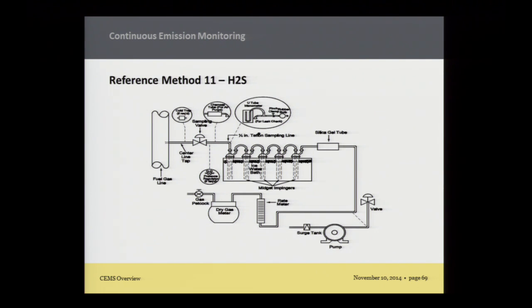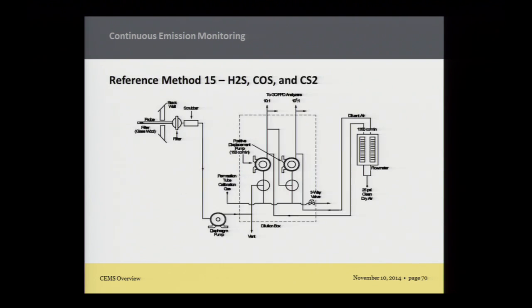There's just different, you still have your probe and everything's heated, your sample line and a filter, but you've got your impingers and your ice water bath. This reference method 11 for H2S is midget impingers, they're little bitty, about that big. And then it goes again to a dry gas meter, and then you're getting your H2S concentration basis, what you're catching in these impingers here.